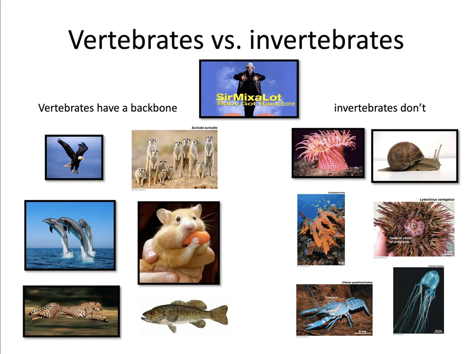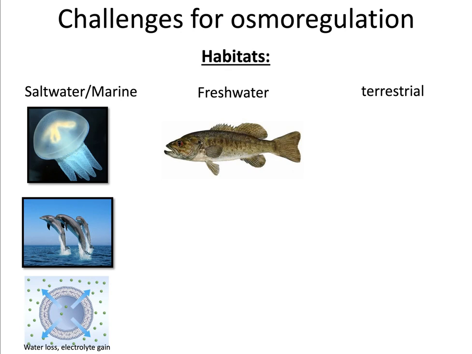And so when we talk about the challenges that animals face for osmoregulation, you've got to think about the different habitats that animals live in, whether it's saltwater, freshwater, or terrestrial, and the types of osmoregulation challenges that each of those habitats presents. For example, if you're in a saltwater habitat, if you're a jellyfish or a dolphin, you're in a super hypertonic environment relative to your cells typically, and the major thing you've got to deal with is water loss and potentially electrolyte gain, so potentially salts getting into your cells too.